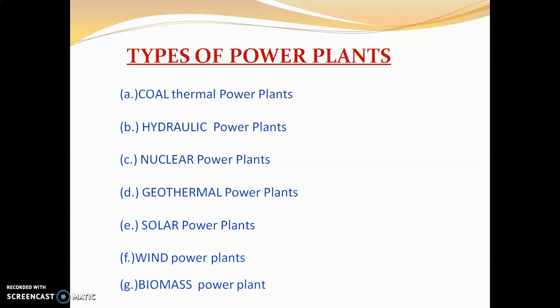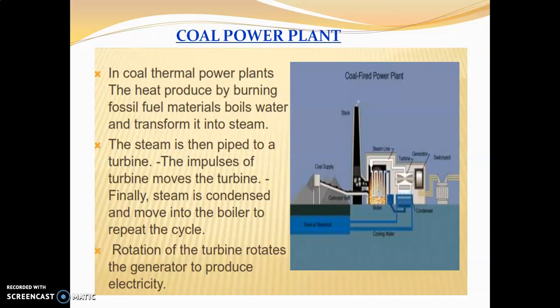The types of power plants are broadly classified as coal power plant, hydraulic power plant, nuclear power plant, geothermal power plant, solar power plant, wind power plant and biomass power plant. Let us discuss these one by one. First one is the coal power plant. This is the layout of a coal power plant.